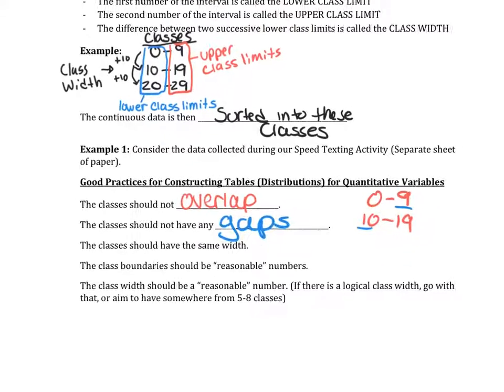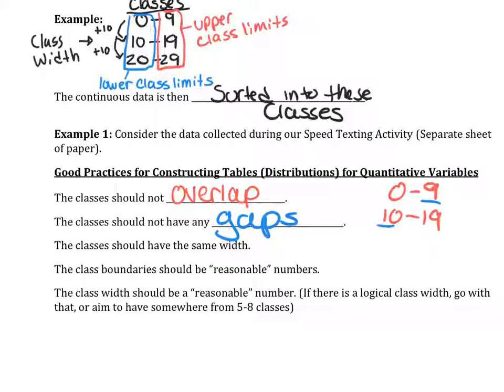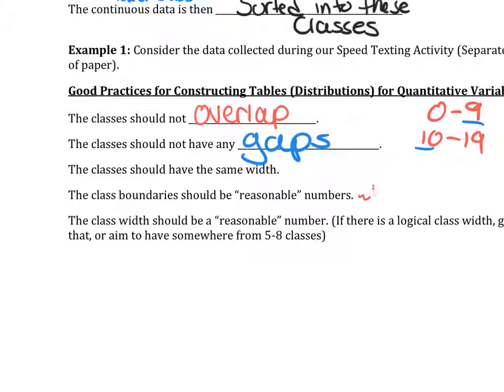Classes should have the same width. So that just means each one is the same size. So like going up by 10 each time or going up by 5 each time, whatever you're doing, it has to stay consistent throughout your table. The class boundaries should be reasonable numbers. This is really just based on your minimum and maximum data values. So if your minimum data value is 52, you don't have to start your table at 0 because that'll have a lot of emptiness before you get to any of your data values.